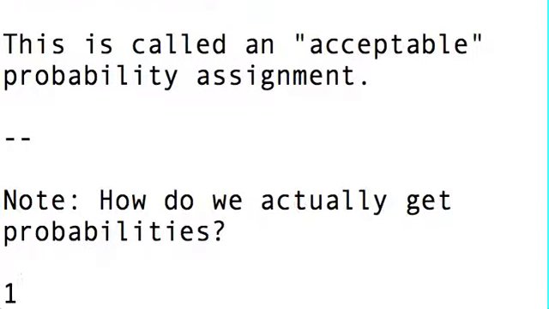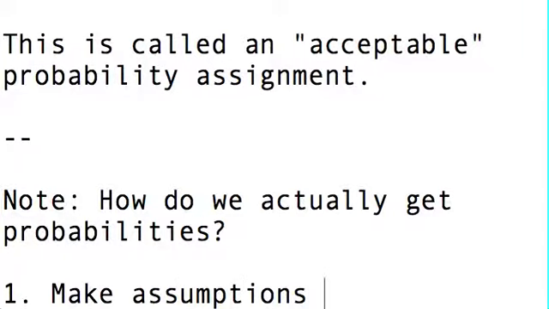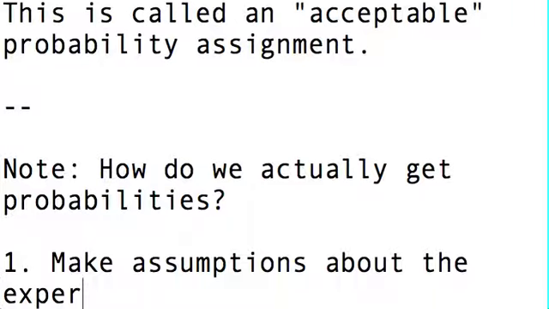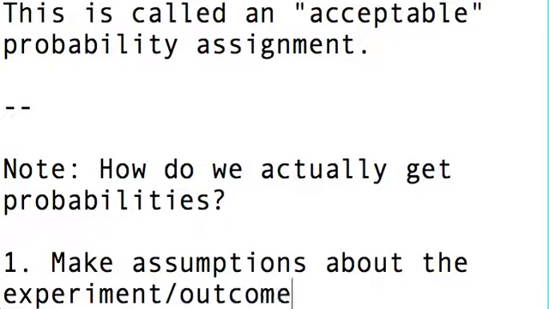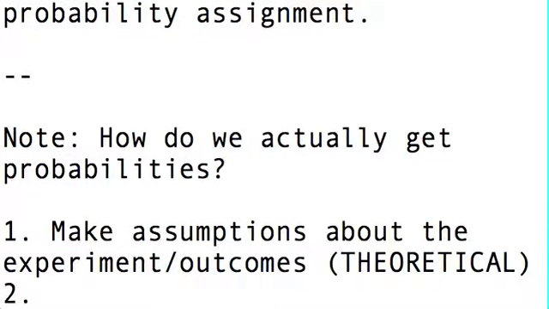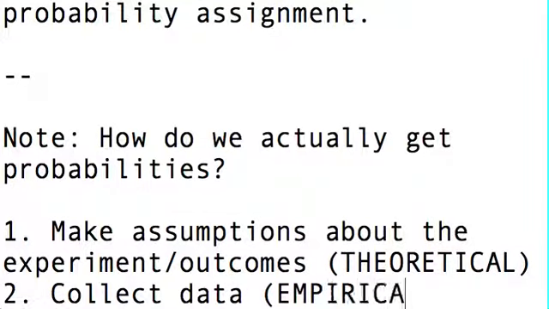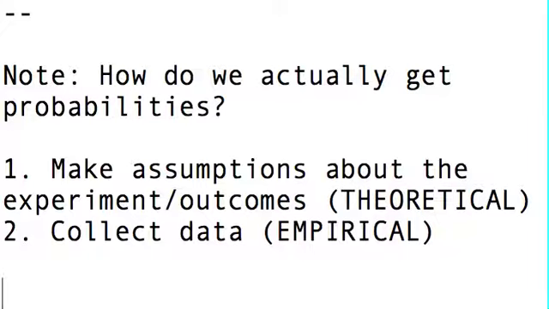Now let's also note something, that how do we actually get probabilities? There are two basic ways. We can make assumptions, sort of mathematical assumptions, about the experiment or the outcomes, and this I will call theoretical, or we can collect data, which would be called empirical. So this is what we can do sort of mathematically or using sort of assumptions about how the world works. Empirical would be something like polling. I find out how many people like Pepsi by polling them.